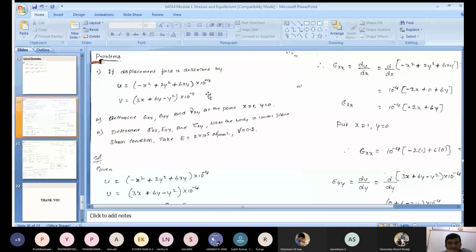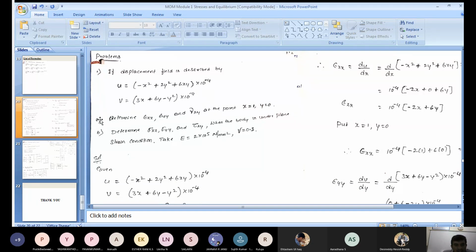Now tell me, these displacement equations are related to which type of component? Is it one dimensional, two dimensional or three dimensional? Those who know, just unmute yourself and tell me the answer. Two dimensional. Why two dimensional? There is no z axis. Only two coordinates are given, one is the x coordinate, another one is the y coordinate. Only two coordinates are given, which means these displacement equations are related to a two-dimensional problem. It may be plane stress or plane strain, we don't know.